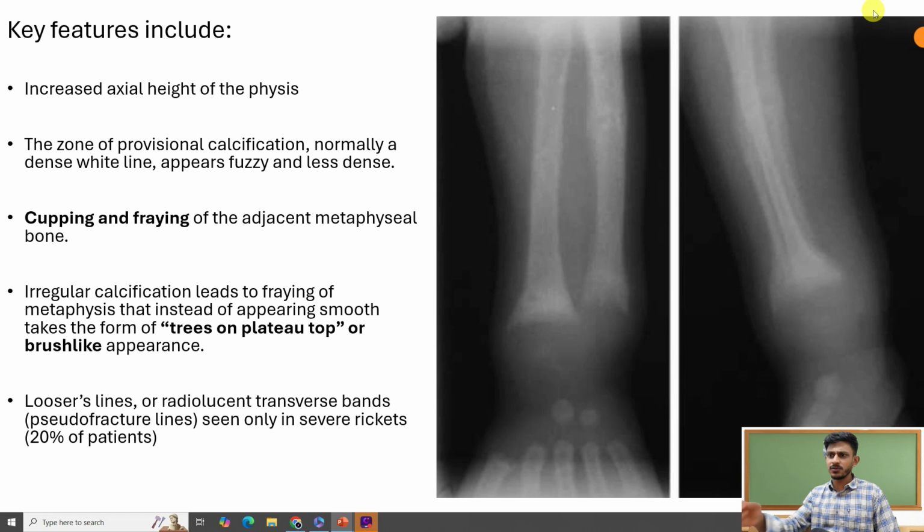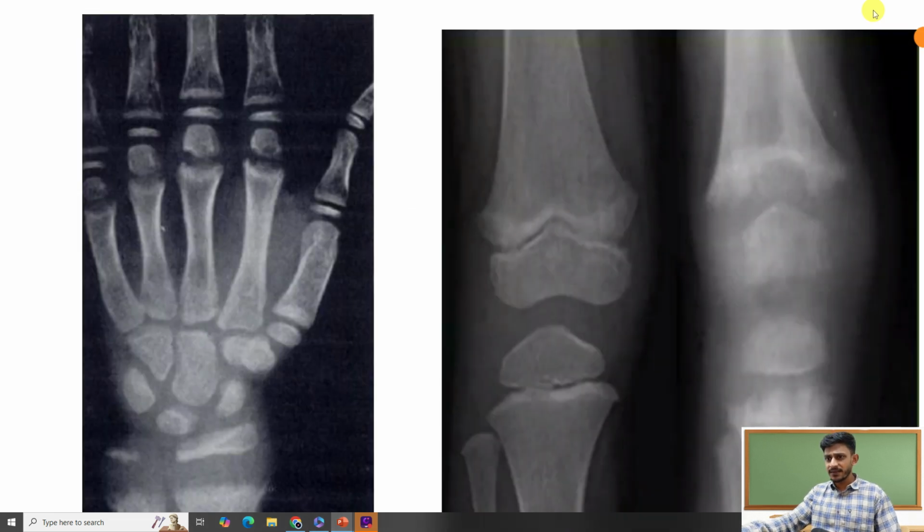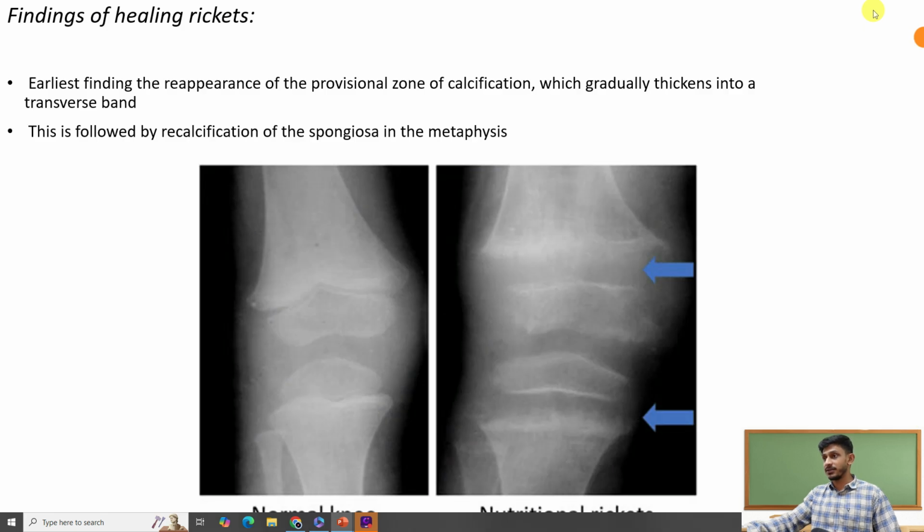Sometimes due to the weakened bones, there can be transverse bands of radiolucent lines, or Looser's lines, which are nothing but pathological fractures in rickets patients. You can see widened, lengthened growth plates along with widening. Same here, widened and lengthened growth plates, cupping, fraying. Same thing here, brush-like appearance of the metaphysis. This is a normal growth plate. You can see the widened growth plate, fraying of the margins, cupping.